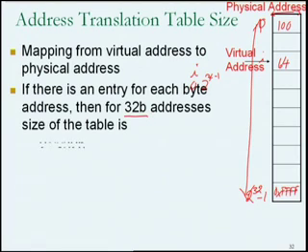What's the size of the table? The size of the table will be the number of entries, which is 2 power 32, multiplied by the size of each entry, which is 32 bits. So this is the size of the table.